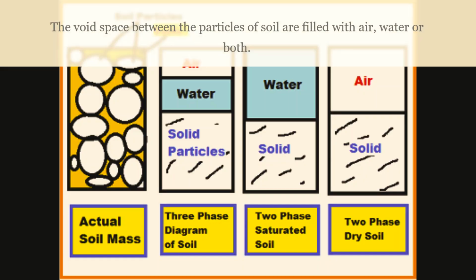The void space between the particles of soil are filled with air, water, or both. As you guys can see in the picture, there are three types of how the void space are filled. It's either three-phase diagram of soil, which consists of air, water, and solid particles. Two-phase saturated soil, which consists of water and solid particles. And two-phase dry soil, which consists of air and solid particles.